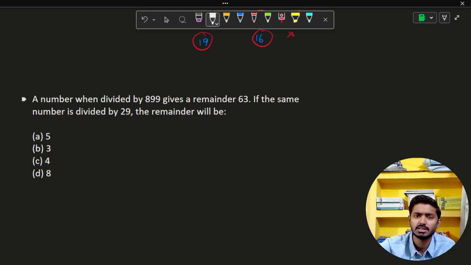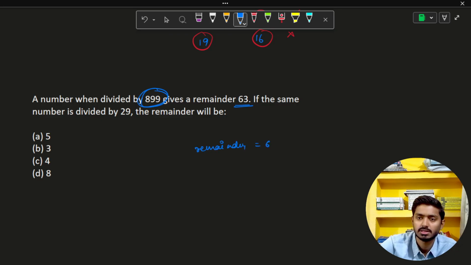We can see that the question states the number when divided by 899 gives remainder 63. So I'll write remainder over here is 63. If the same number is divided by 29, all right. Now we have two different divisors. D1 is 899 and D2 is 29.